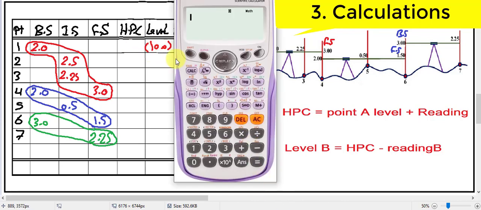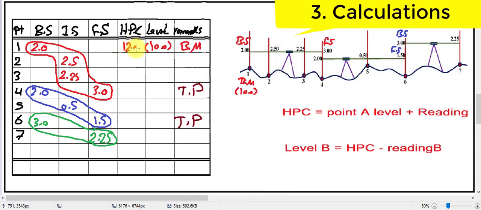The HBC, according to this equation, equals the level of the first point plus the reading on it. So the first point here is 10 meters plus the reading on it, which is 2 meters. So the HBC will be 12 meters. And every level we put in 2 brackets. We calculate here the HBC for the first setup.